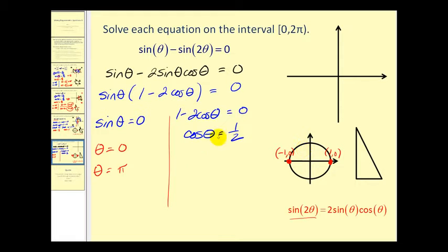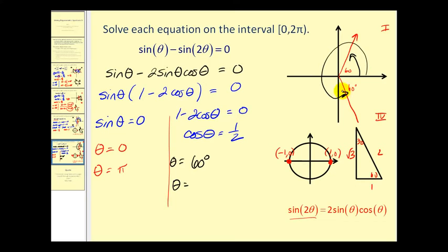Next, for 1/2, we'll go back to our 30, 60, 90 right triangle. We're looking for an angle that has a cosine of 1/2. That would be 60 degrees. Cosine is positive in the first and the fourth quadrant because it's equal to x over r. X is positive in the first and fourth quadrant. Let's sketch a 60-degree reference angle in both, which would tell us that one angle would be 60 degrees and the other angle would be 300 degrees. They did request our answers to be in radians, so let's convert these. This would be pi over 3, and 300 degrees would be 5 pi over 3.